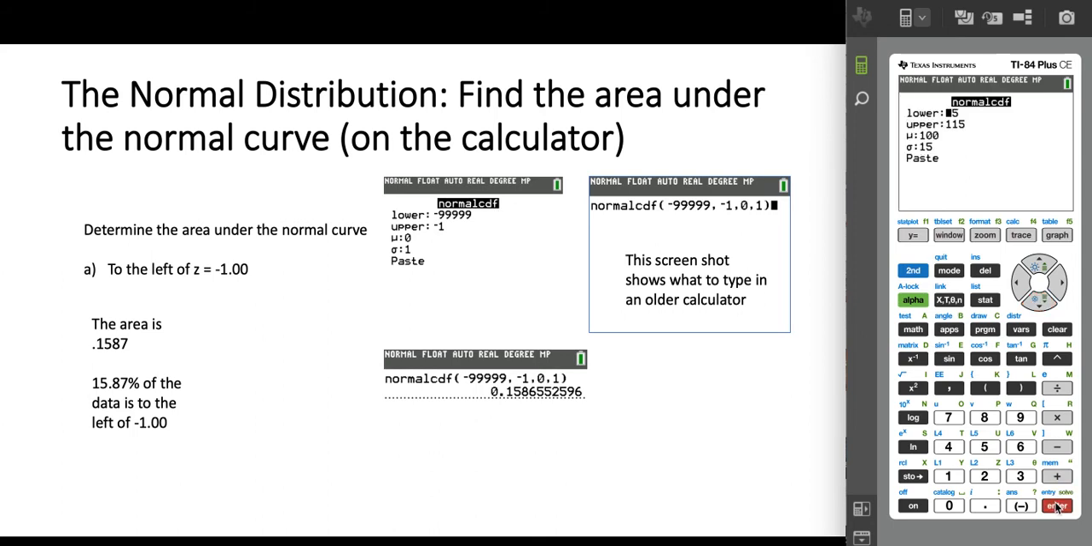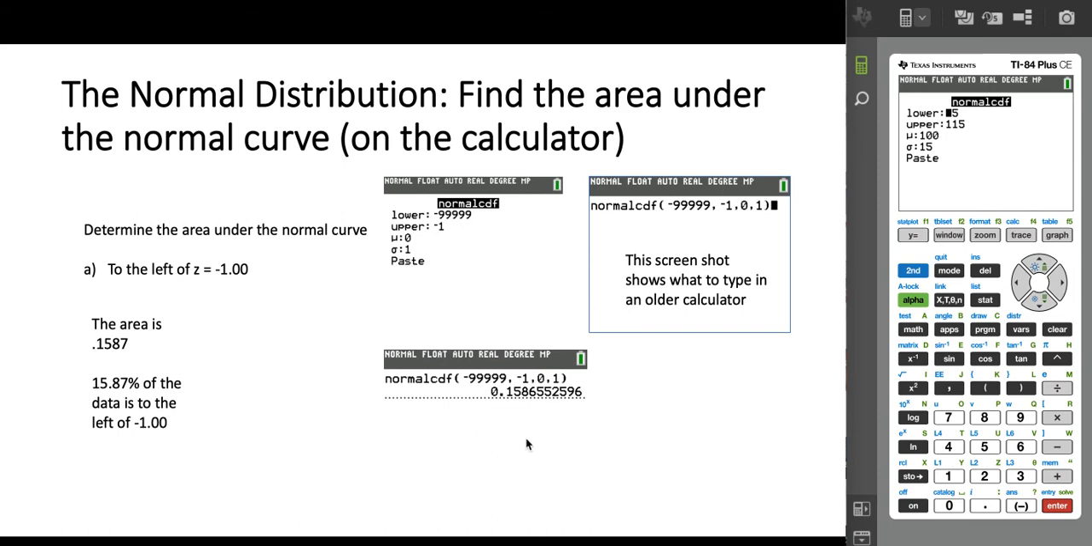So press enter. On the newer calculators, you're going to have a wizard like this. And the calculator makes it easy for you to put in these values. If you have an older calculator, it might just say normal CDF at this point, and you're actually going to have to put these values in here. This is asking for a lower value, an upper value, the mean, and the standard deviation, and we're going to plug that in.